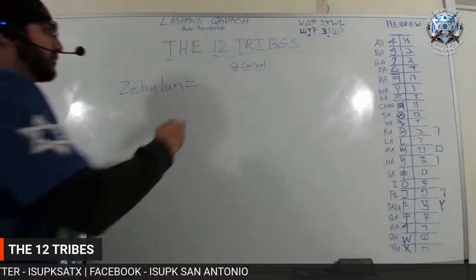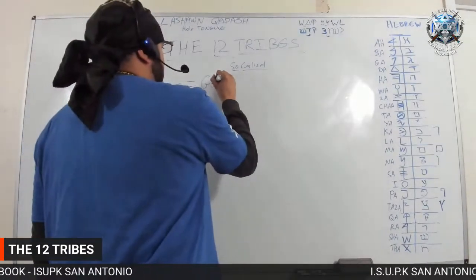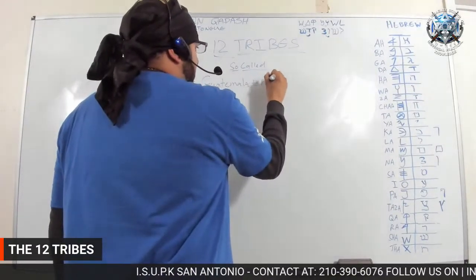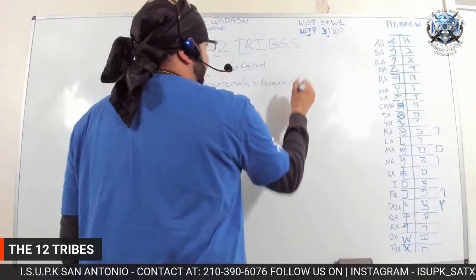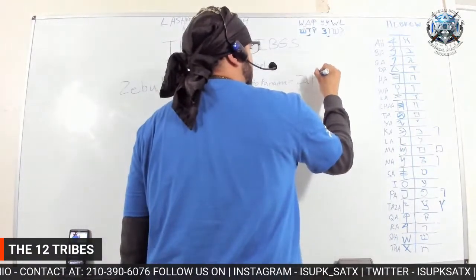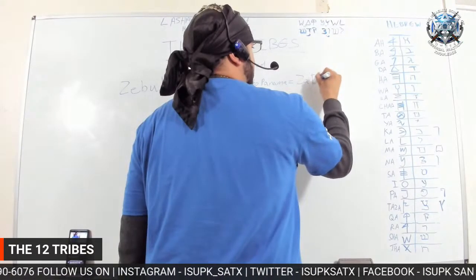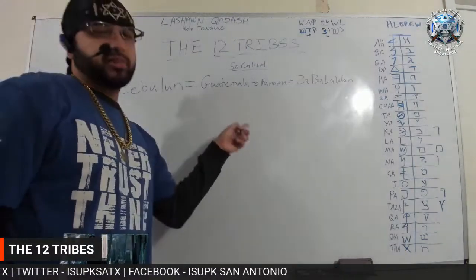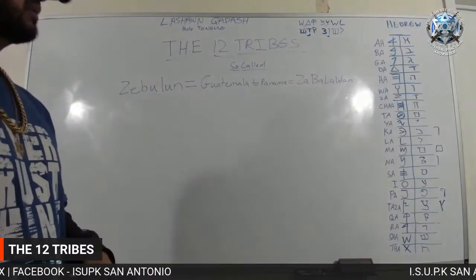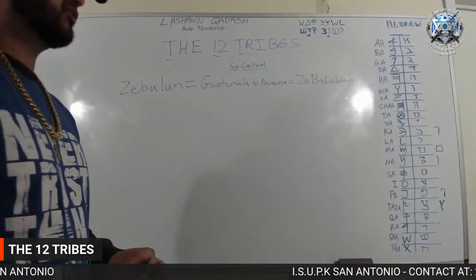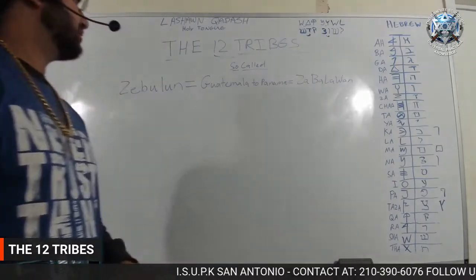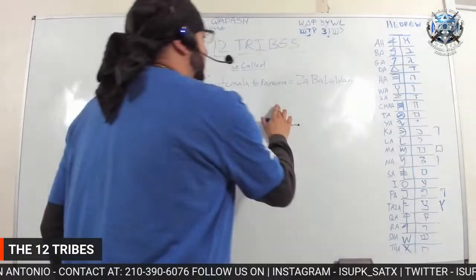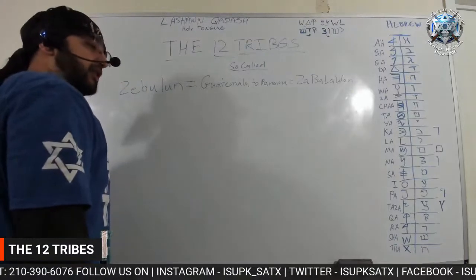The tribe of Zebulun is from Guatemala to Panama. Zebulun from Guatemala to Panama, also known as Central America. All right, Central America, deriving from the Mayan Empire. Okay, some of the Incas. Central America, Guatemala to Panama. Okay, trying to think. I think Costa Rica falls into that category as well.